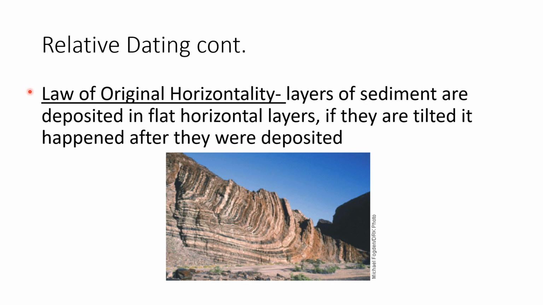The next law that we use for relative dating is called the law of original horizontality, and this means that layers of sediment are deposited in flat horizontal layers, and any kind of tilting or folding that happened to them happened after they were deposited. So these layers were originally flat, something happened that pushed them upward well after they had formed.